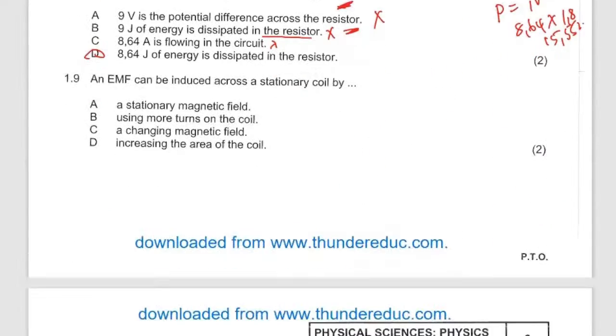Then 1.9, an EMF is being induced across a stationary coil in a stationary magnetic field. Now, using more turns in the coil, this can only increase. Changing the magnetic field, yes, that's very correct.